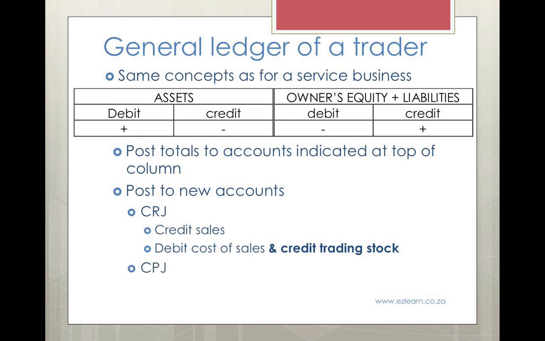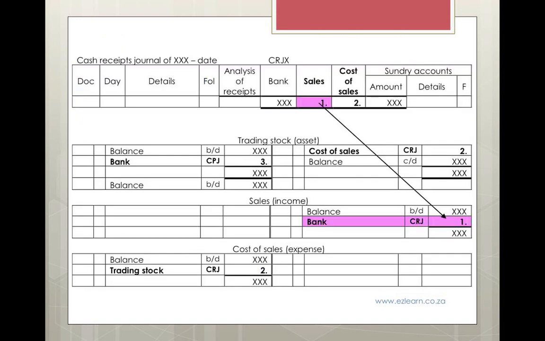In the cash payments journal, you need to remember that you are spending money, and therefore your trading stock is increasing, and so you would debit the trading stock account. Let's have a look at how it actually looks. Use your highlighters to highlight where the amounts go to.